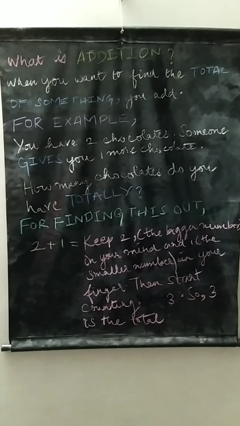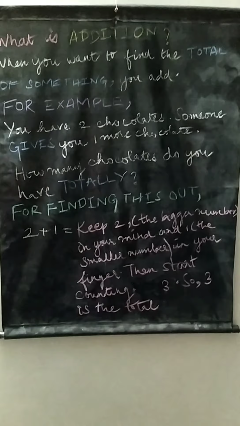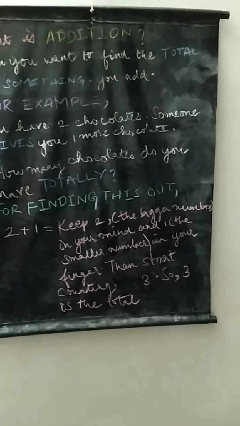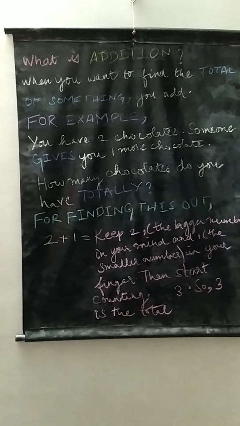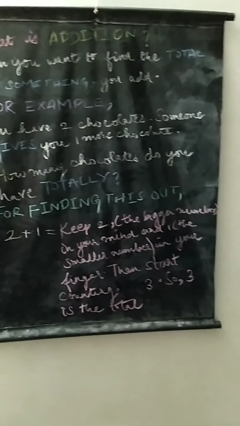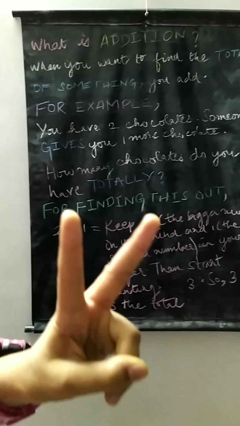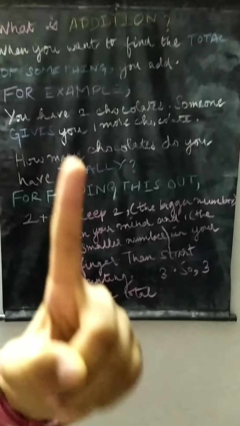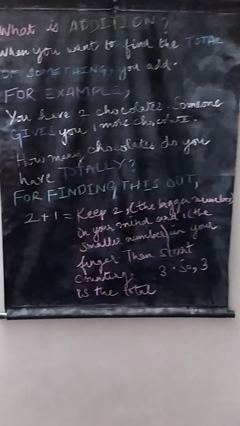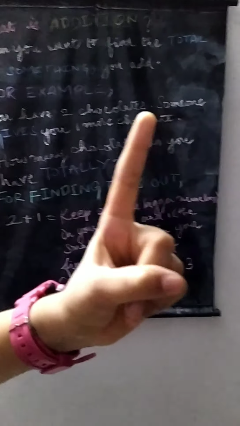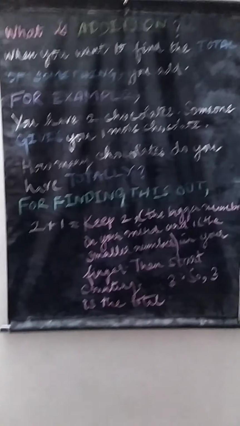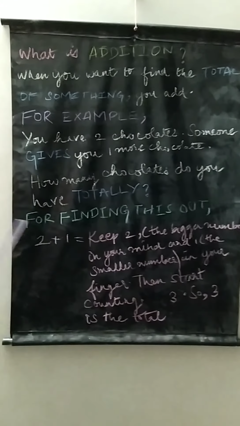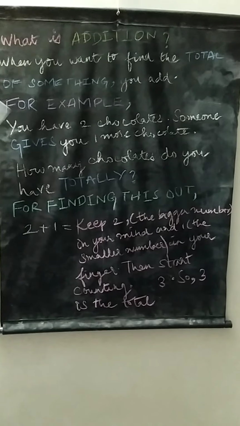I'll revise this again. Keep the bigger number in your mind, that's in this instance 2. And keep the smaller number in your finger, that is 1 in this instance. Then start counting. You already have 2 in your mind. So 1, 2 are gone. When you have 1 in your finger, count that. 1, 2 and 3. 3 in this finger. So after you've completed counting this finger, the result is 3. So the total number of chocolates you have is 3.